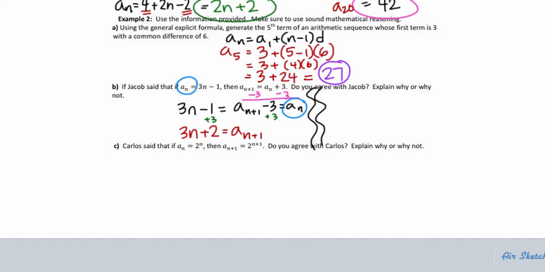Part 2 is now manipulating the second equation. A sub n plus 1 is equal to a sub n plus 3. Now the first equation tells us what a sub n is, so I'm going to substitute that into the second equation. What I mean is I'm going to take a sub n plus 1 equals, instead of a sub n, I'm going to take this entire expression, this 3n minus 1, and that's going to now be in place of a sub n.